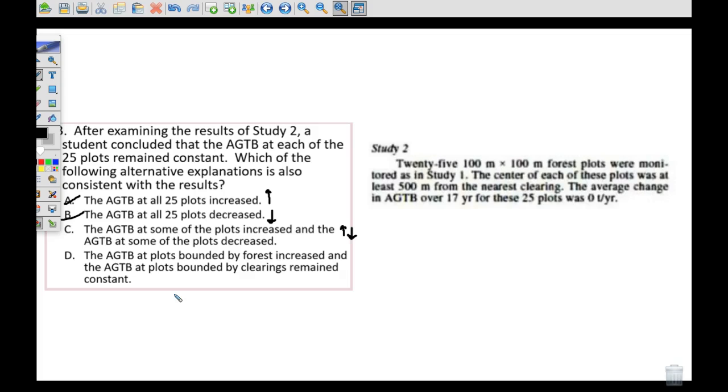D says the AGTB at plots bounded by forest increased, and the AGTB at plots bounded by clearings remained constant. So we're saying that at one section it went up, but in another section it remained constant. We'd have an overall increase, so D is also not an option, meaning that C is the only viable answer for question number 3.